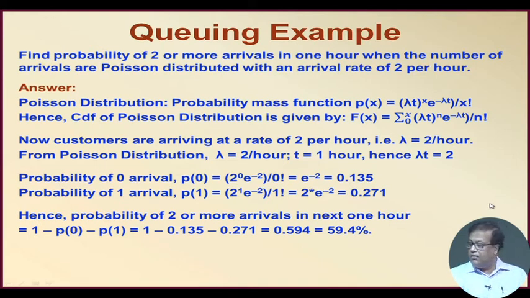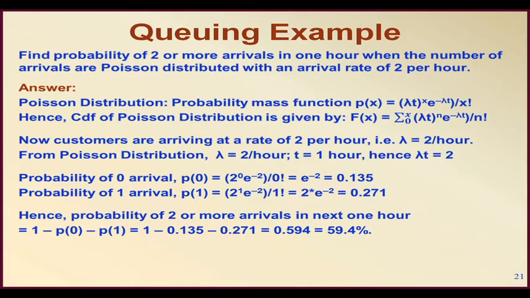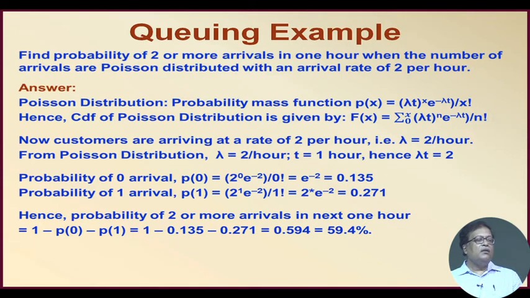Let us look at a particular example. The example is: find the probability of 2 or more arrivals in 1 hour when the number of arrivals follows a Poisson distribution with an arrival rate of 2 per hour.